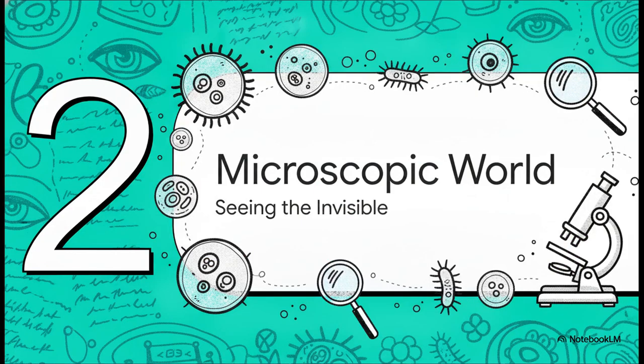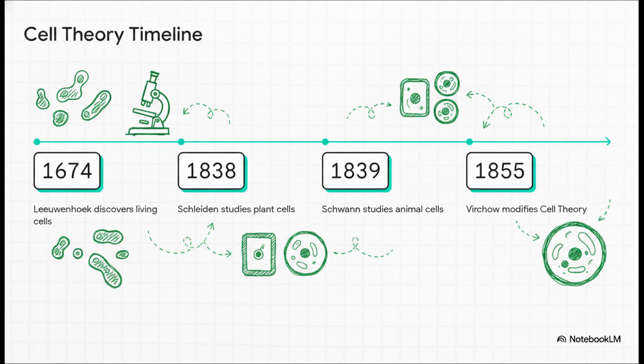Okay, let's shift gears to discovering the microscopic world and how we started seeing the invisible. You know, for most of human history, we had literally no clue these building blocks existed, simply because our eyes just aren't powerful enough. Our journey to understanding cells spans from the very first glimpse of a living cell in 1674 all the way to a complete universal cell theory in 1855. We're talking almost 2 whole centuries of intense observation and scientific debate to finally figure out what was going on.